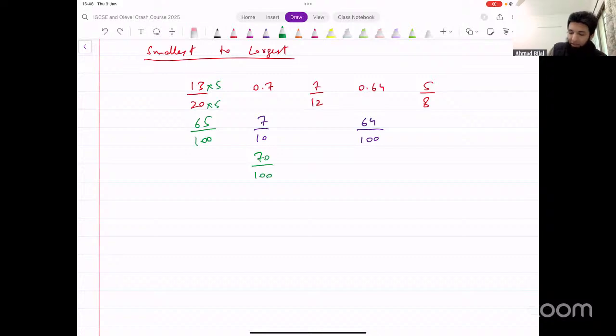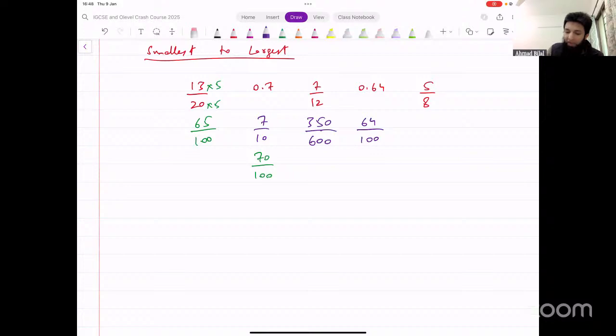Let's think about it. So 7 over 12. If we multiply 12 times 5, that is going to be 60. Let me just do that first. If we do it like this, it is going to be 35 over 60, first of all. And now, if we add another 0 there, that becomes 350. So now we've got 600 in the denominator.